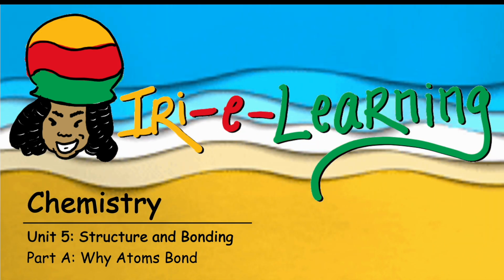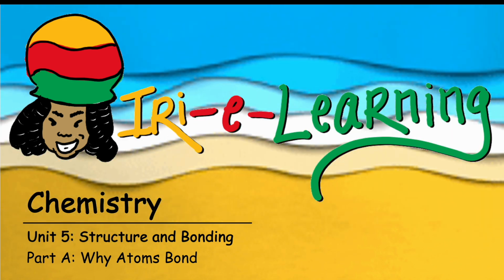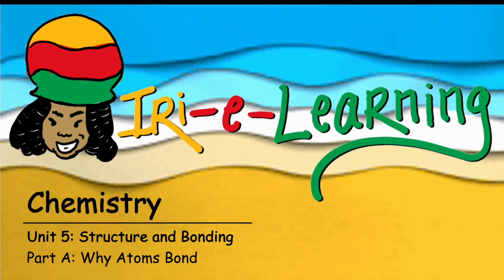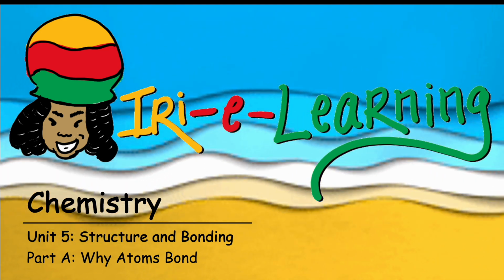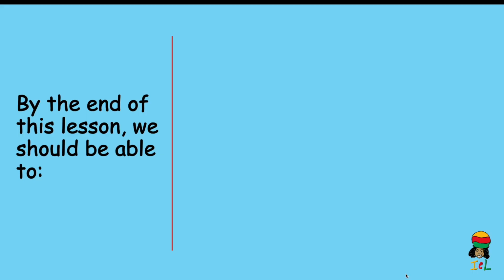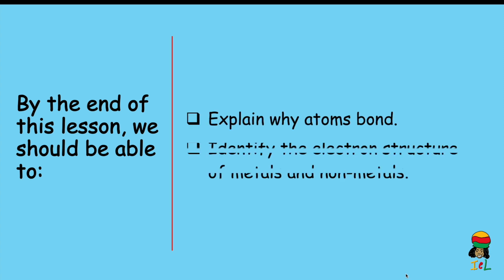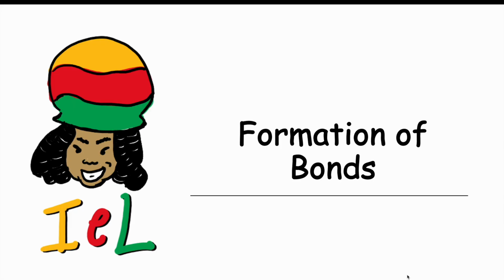In this structure and bonding lesson, we will examine why atoms bond. Check the description box for links to all the videos related to this unit. By the end of this lesson, we should be able to explain why atoms bond and identify the electron structure of metals and nonmetals. We begin with formation of bonds.